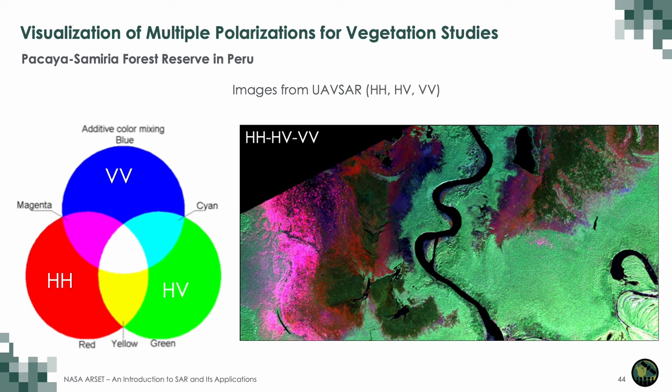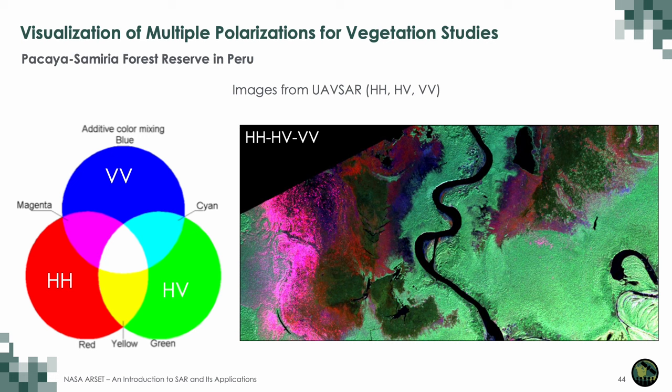False color images are an ideal way to visualize the contributions of the different polarizations through color combinations. This example has HH in the red channel, HV in the green channel, and VV in the blue channel. You can see the information content unique to each polarization, which in this case is representative of different types of wetland vegetation or different types of vegetation.